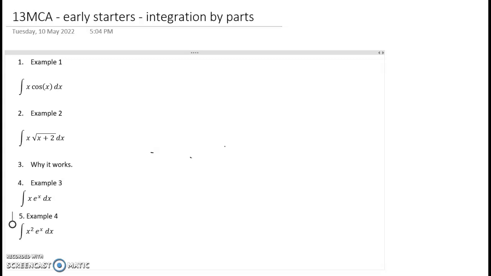Kia ora, Year 12. In this video, I'm going to go through one of the most important integration techniques that we'll learn this year, and probably also the weirdest until you get the hang of it.